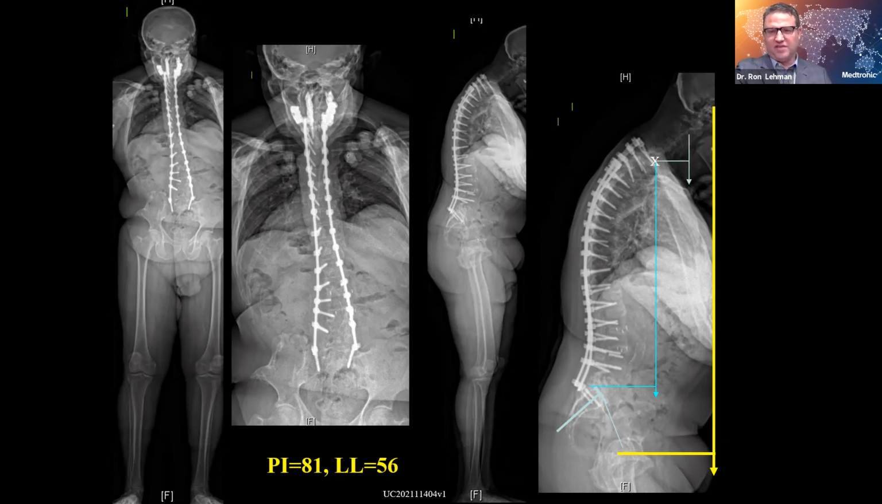But his C2 to C7 SVA is about 7 centimeters as well. We know that should be less than 4. And then we look at things like the T1 tilt. In him, it's a little bit different because we measure off the screws. And if we look closely, we can see here actually that his screws, even at T1, are already about 15 millimeters off the bone.